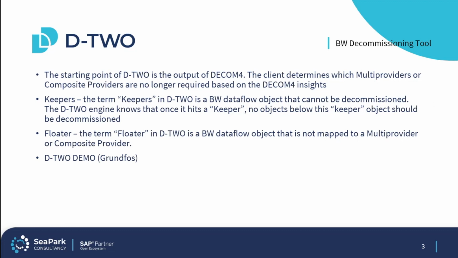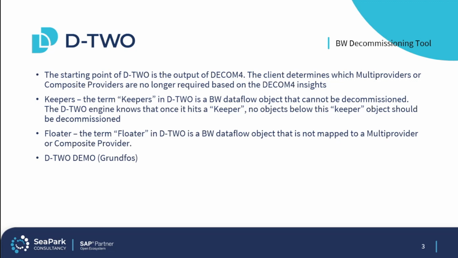Before we go into the result file, there are two terms that we came up with while we developed the tool. The first one is keepers. A keeper object is an object that is used across different data flows in a BW system. And of course, if it's also used in an active flow, it cannot be decommissioned. So we keep those separately, and the engine recognizes those and stops the dependency discovery at that level.